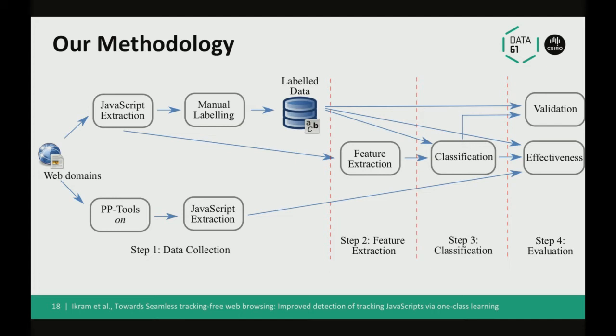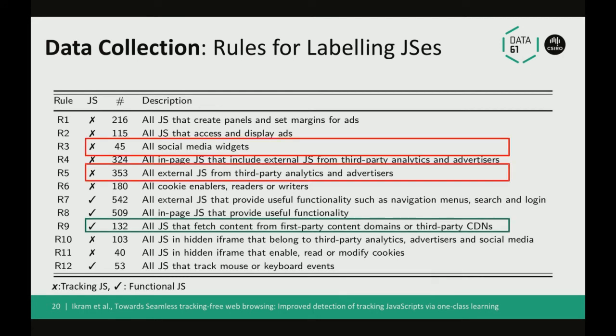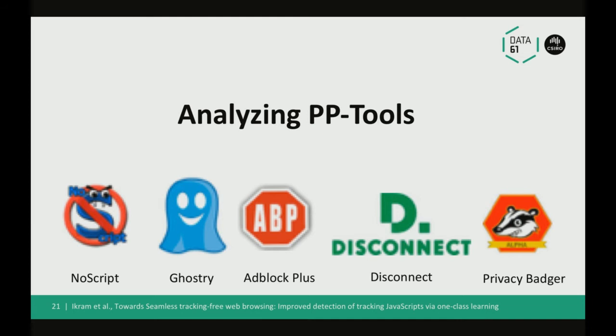Then in feature extraction, we extract features for our classifier, and then we evaluate the privacy-preserving tools and validate our classifier. So here are the rules that we use for creating the ground truth data. These rules were extensively discussed among the authors, and then we applied them on the JavaScripts that we extracted from the DOM tree. For instance, rule number 3 is about all social widgets, which we label as tracking. Similarly, rule number 9 is that all JavaScript that fetches content from a first-party domain or third-party CDN we label as functional JavaScript.